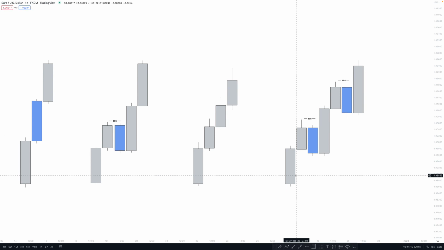Okay guys, so right now in this fourth example, as you can see, we have impulse to the upside. Every candle high is breaking the previous candle's high, and then again we have a retrace. So this candle high is not breaking the previous candle's high, okay? It's lower, it's not higher, okay? So this is considered a break of structure, and this is considered a retrace candle.